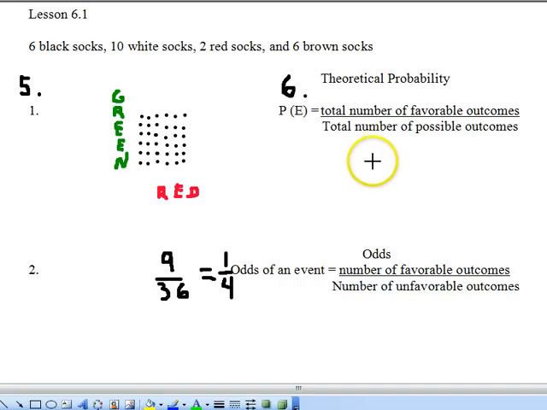Alright, number 6. Mary is selling raffle tickets. Mary's mother bought 5 raffle tickets, and Mary's aunt bought 10 tickets. There were 500 tickets sold all together. What is the probability that Mary's aunt or Mary's mother will win the raffle? Okay, so the total number of favorable outcomes of the mother or the aunt winning is 15.